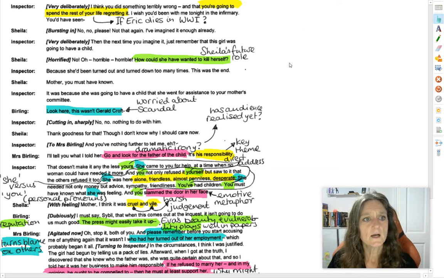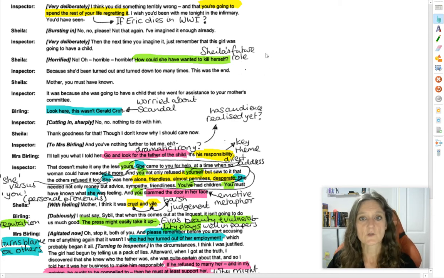So the inspector goes on to say, remember, this girl was going to have a child. Obviously, Mrs Birling knew that, but the rest of the family did not know that. Sheila responds, oh, how horrible, horrible. How could she have wanted to kill herself? Now, if you think to yourself, Sheila, for her, this is her role, isn't it? She's made herself look pretty. She's managed to get herself a Gerald.